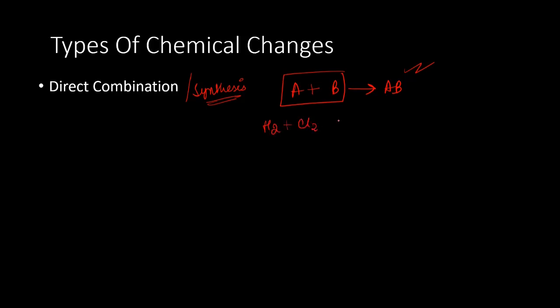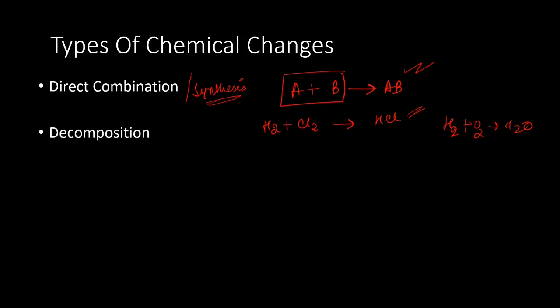First is direct combination or synthesis reaction. Synthesis, in which A combines with B to form AB directly. You can directly see two compounds combining to form a third product. This is known as a direct combination reaction. For example, a very easy reaction, H2 plus Cl2 combines to form HCl in the presence of sunlight. It is an example of a synthesis reaction. A plus B combining to form AB. H2 plus O2 gives H2O. So whenever you see two compounds combining to form a third one, it's a direct combination.